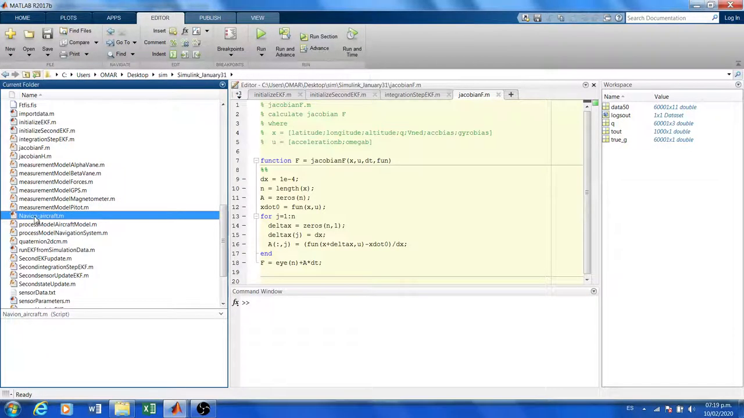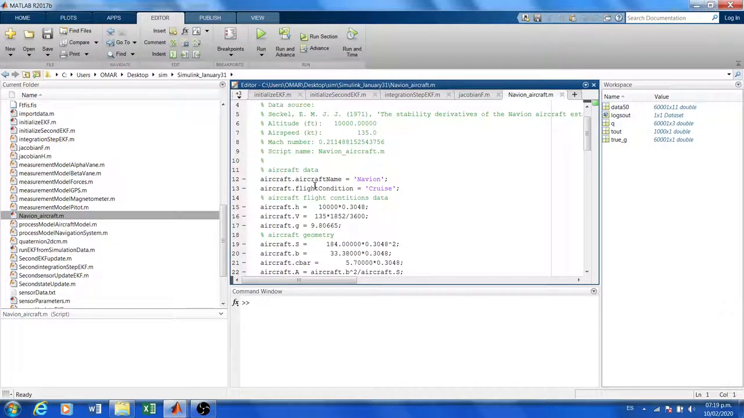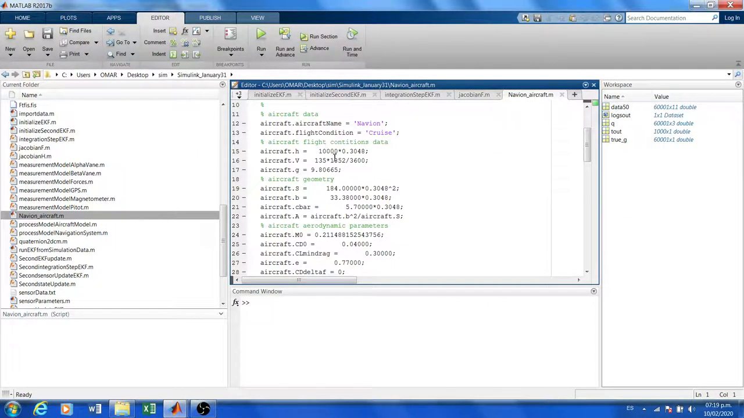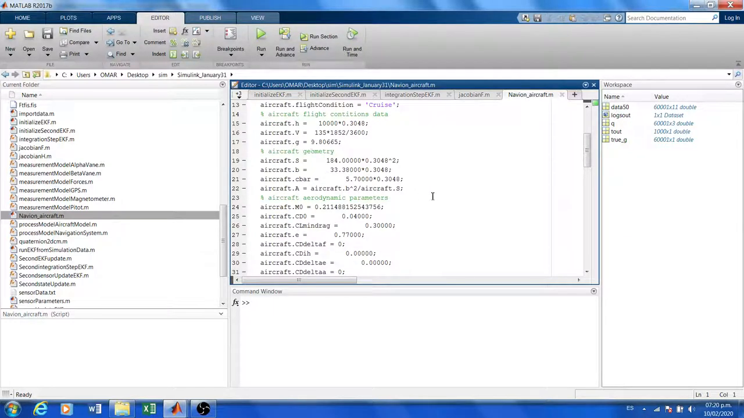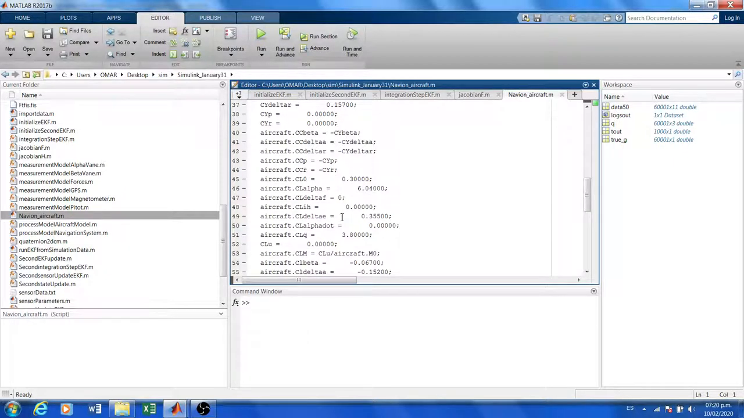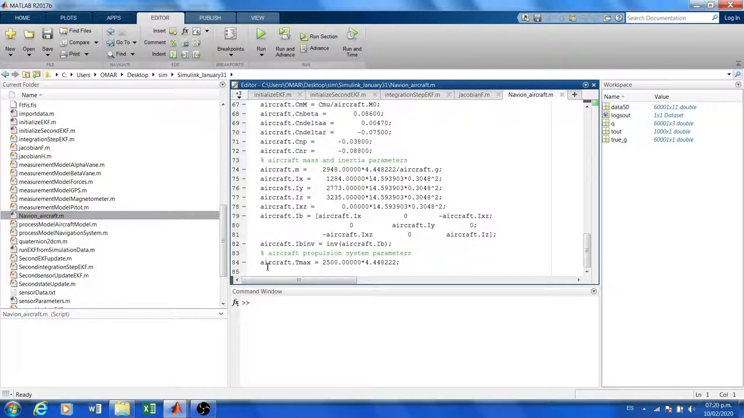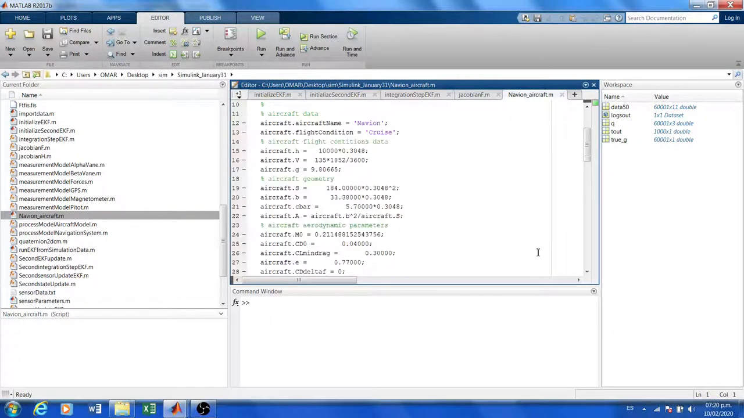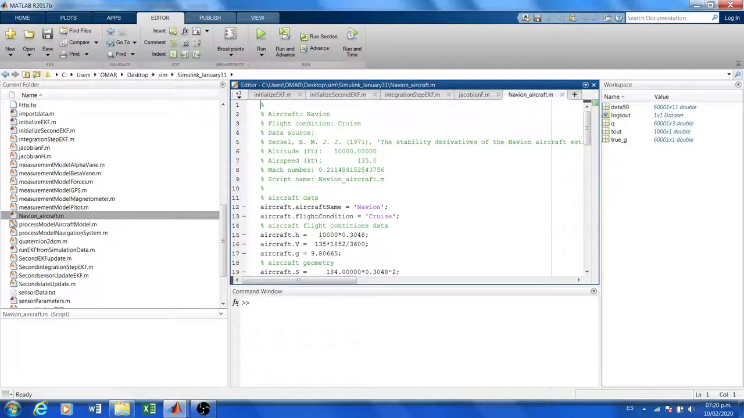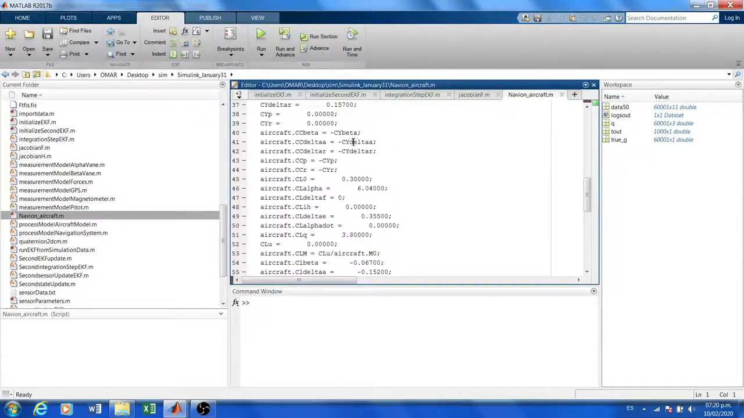This is the aircraft configuration file. So if we open the Navion, this is all the geometric and performance data of the Navion and the stability and control derivatives here, all the aerodynamic and dynamic data, the mass, moments of inertia, and the propulsion system parameters. If we change to the trainer, there's another file, I will show you later. The trainer will have another configuration file.